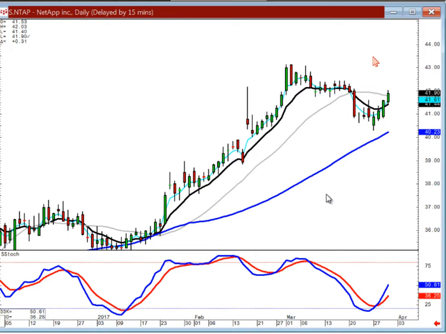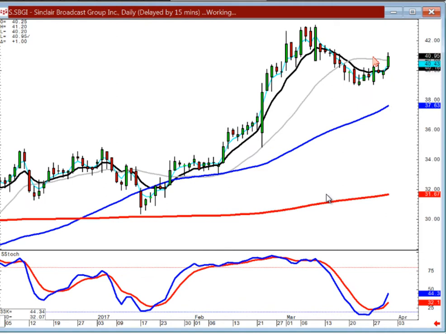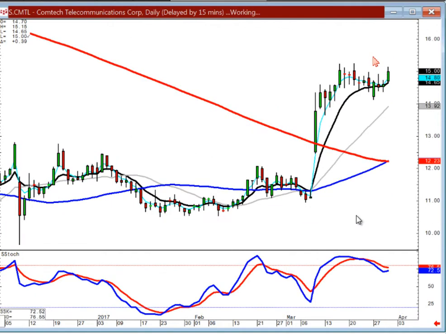Let's see, I've lost my own handwriting here. SBGI, another J-hook pattern in progress. You can be buying this one on positive trading. CMTL, same scenario. Notice where it pulled back to, right smack dab to the T-line. Now, when I say right smack dab to the T-line, remember, most people don't even have this on their chart. We can see that it's acting as a natural support level.